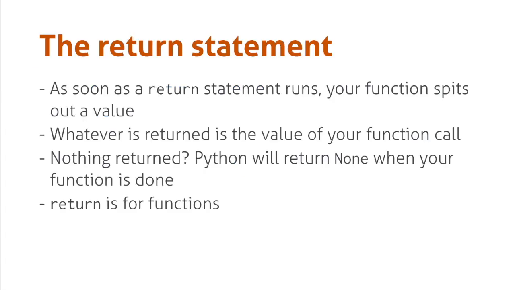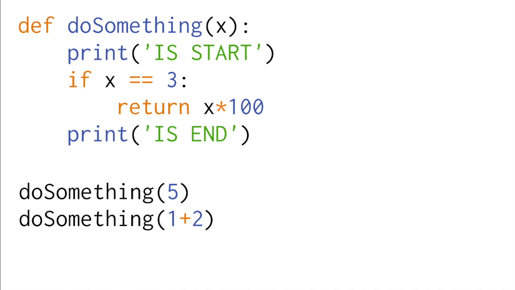In functions, the return statement tells our function to spit out a value, and whatever gets returned is the value of that function call. If nothing gets returned, then Python will return a special value called none when your function is done. And just like print is for people, return is for functions, so we'll only use return inside of functions.